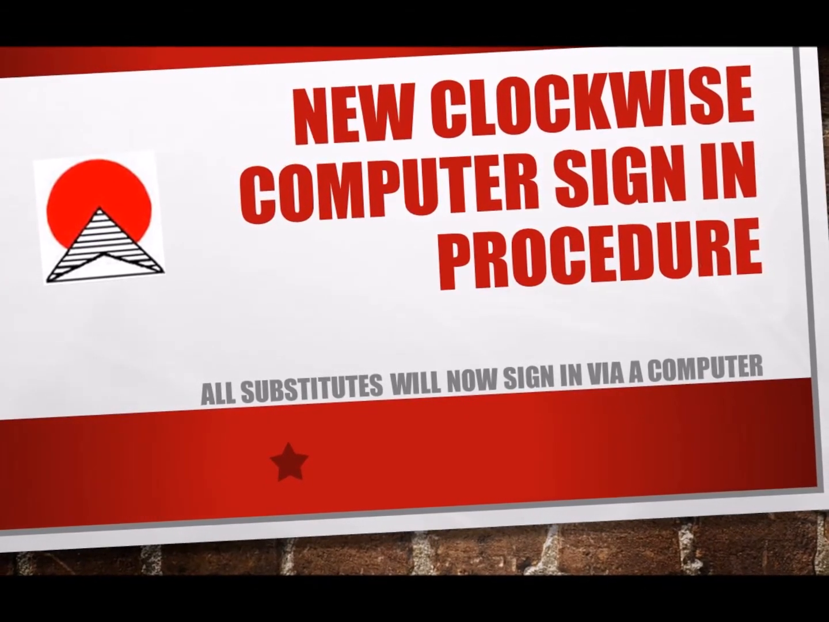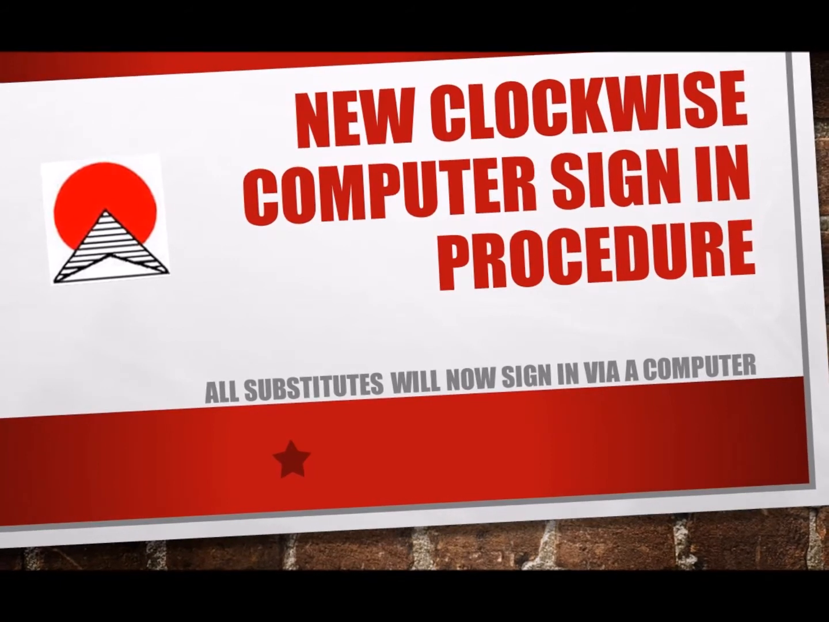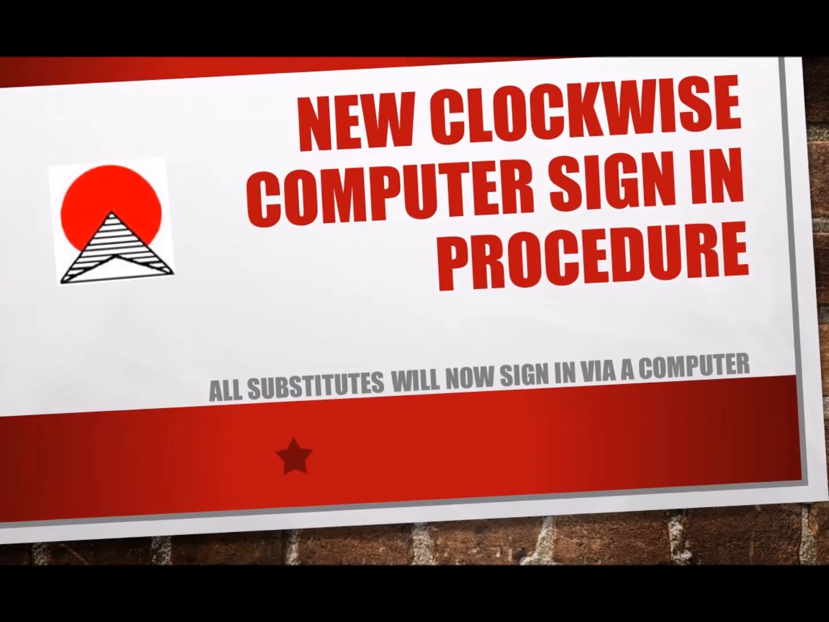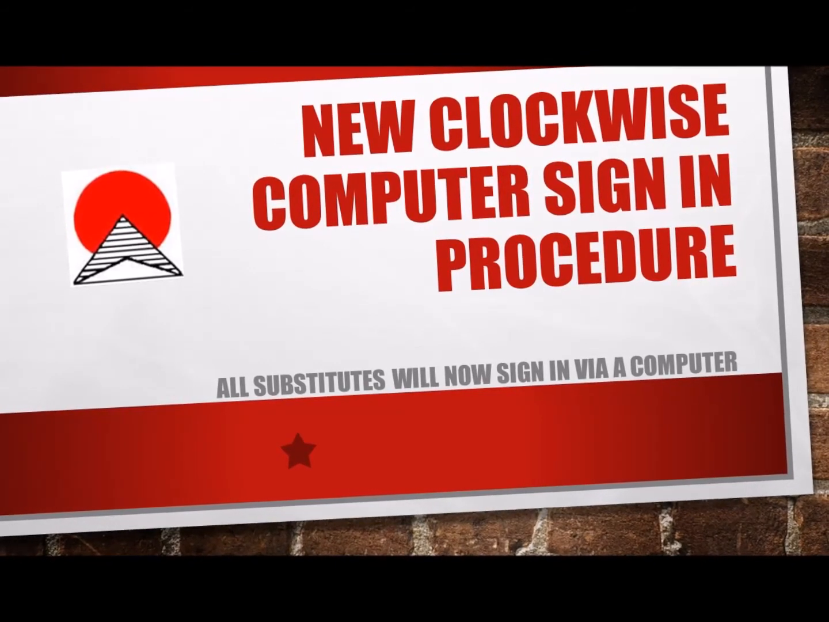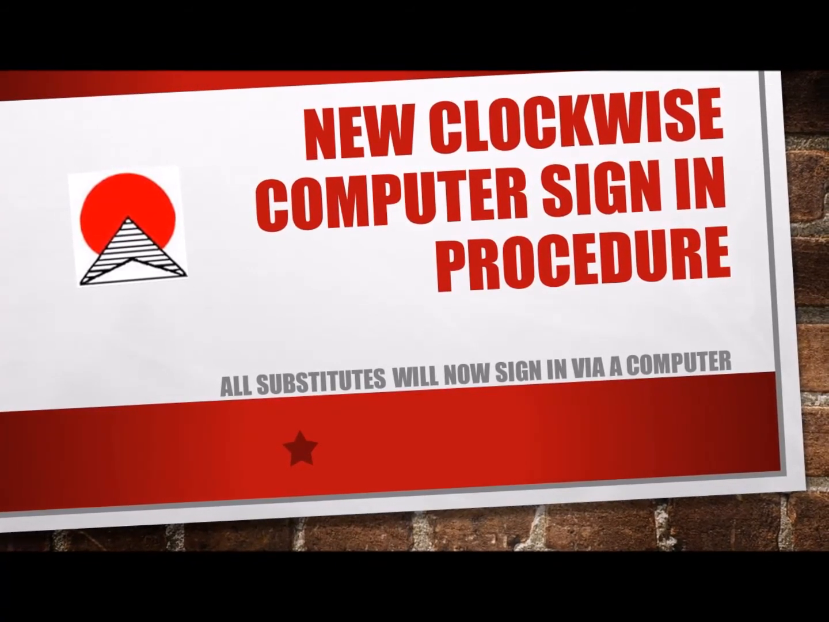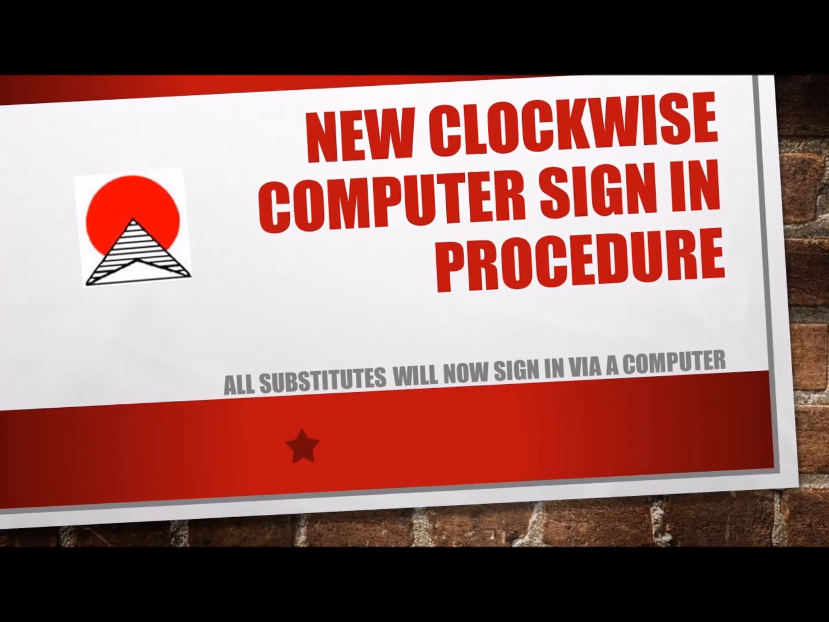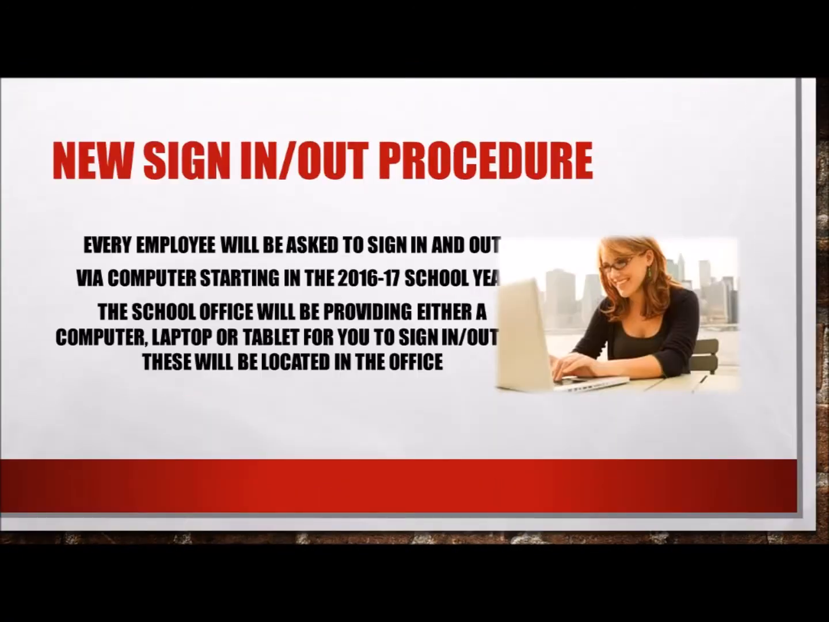Starting in the 2016-2017 school year, all Mesquite ISD employees will be clocking in and out electronically. The new software that you will be using is called GHG, and this presentation will walk you through step-by-step how to clock in and out. Each campus will provide, in the office, a district computer, laptop, or tablet for you to access the GHG software to clock in and out.